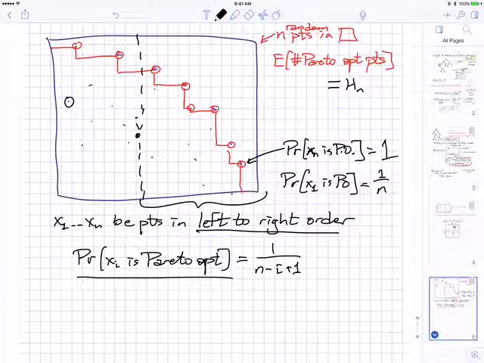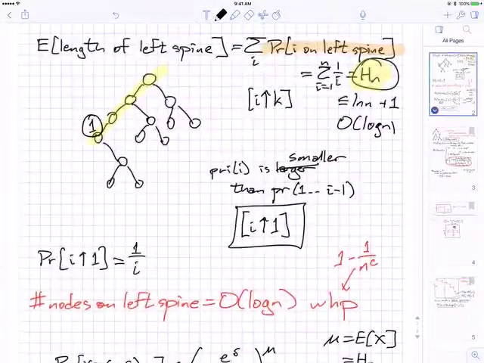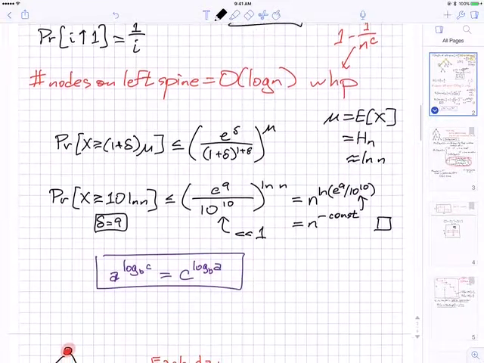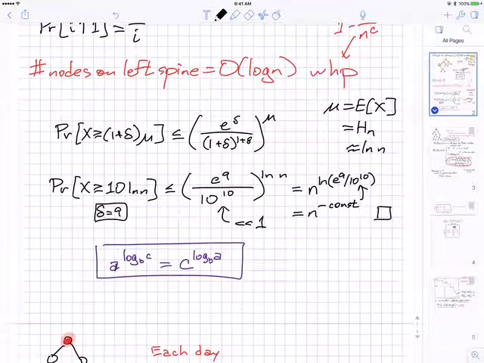I will point out to you that this is exactly the same problem as the left spine. Exactly the same problem. And so in particular, that means if somebody said, prove that with high probability the number of points on the staircase is big O of log n, that's how you would do it.